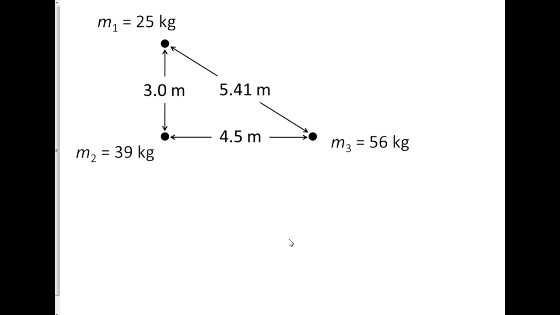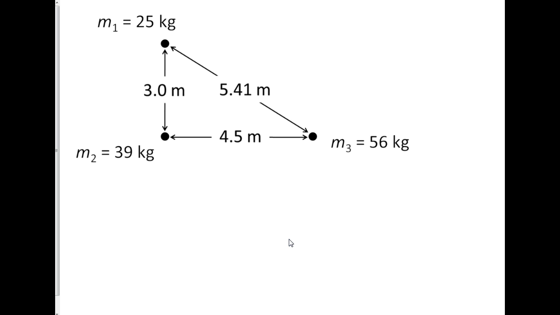Problem where we are given 3 point masses at the corners of a right triangle, and the right triangle is shown along with the values of the masses and with the legs of the right triangle as well as the hypotenuse. And our task is to find the net gravitational force on each of these 3 point masses.